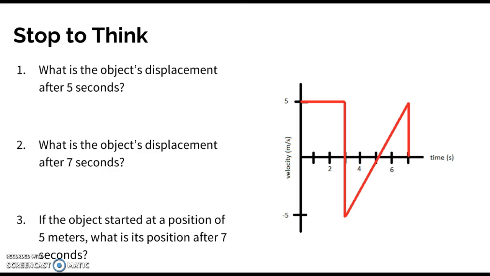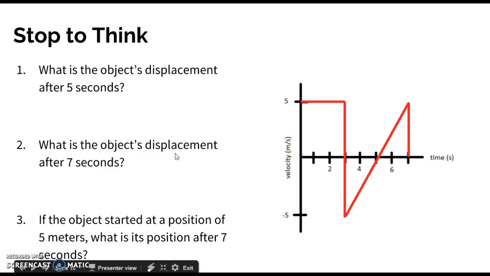So then if we add up our total area, we have a value of 15 meters here in this region, plus our negative 5 meters here. So that means our displacement after 5 seconds is going to be 10 meters, a positive 10 meters value.